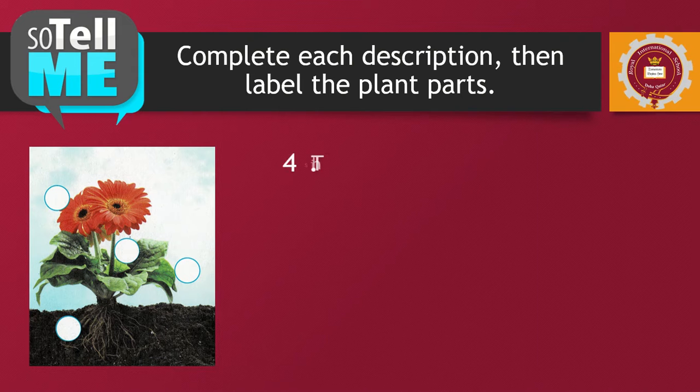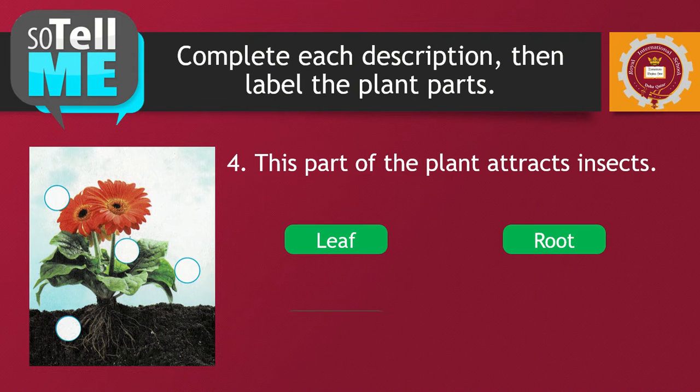Now the last one. So this part of the plant attracts insects. Okay, like bees. Remember, bees make honey by taking nectar from the flowers, right? So the answer is, I actually told, the answer is flower. This part of the plant attracts insects. It actually does not only attract insects, it also attracts us as well, because we also are attracted to flowers, right? So the question over here is not appropriate. It should be this part of the plant attracts insects as well as humans, because we are also attracted to flowers.